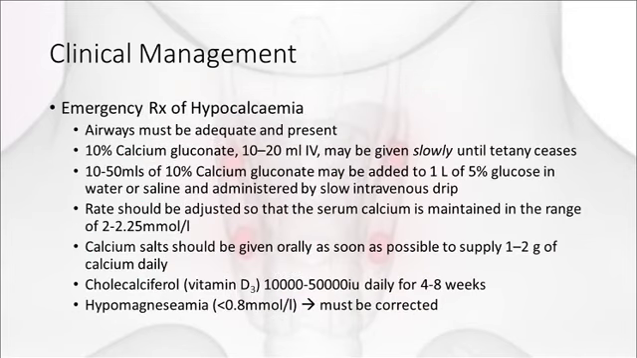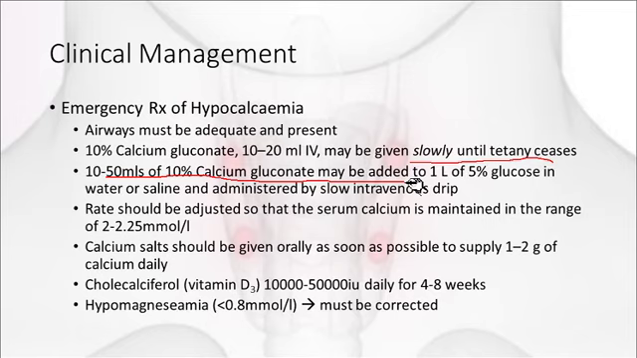Emergency treatment of hypocalcemia. The airway must be adequate and must be present. In this scenario, the first thing to do is to give 10% calcium gluconate, 10 to 20 ml IV, which is given slowly until the tetany itself ceases. Then 10 to 50 ml of 10% calcium gluconate may be added to a 1 liter of 5% dextrose or 0.9% saline, which is administered slowly via intravenous administration.